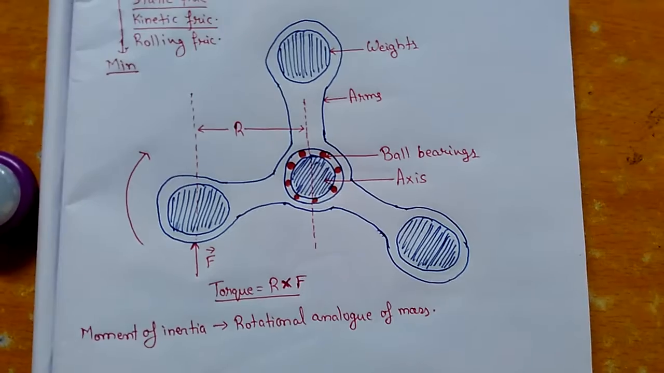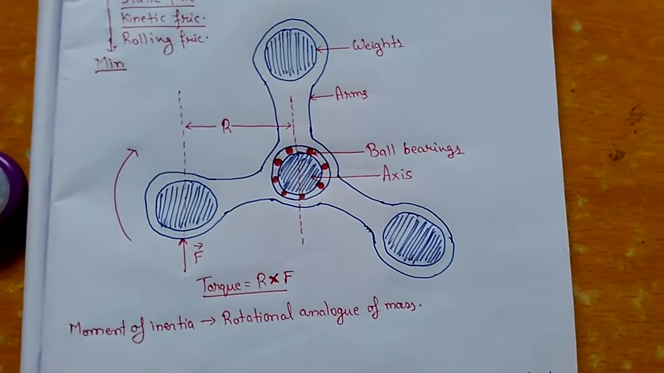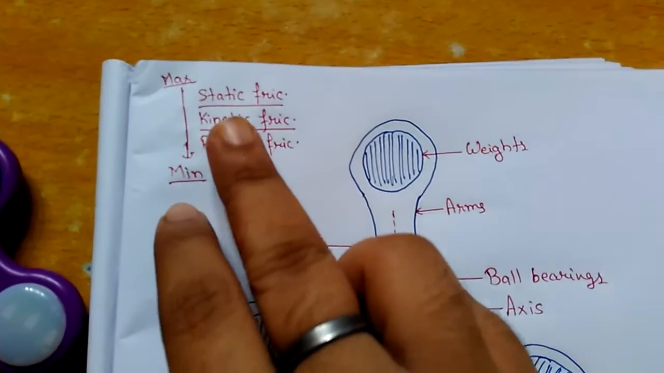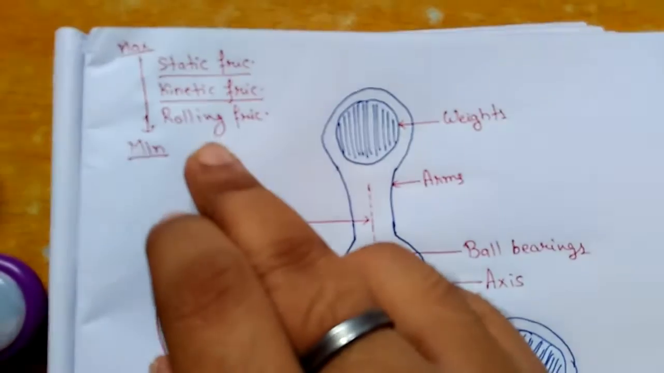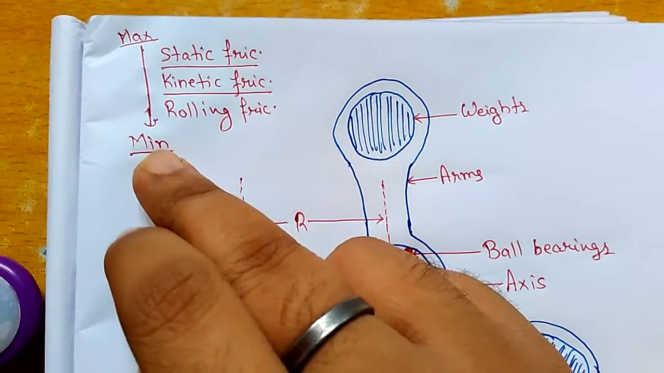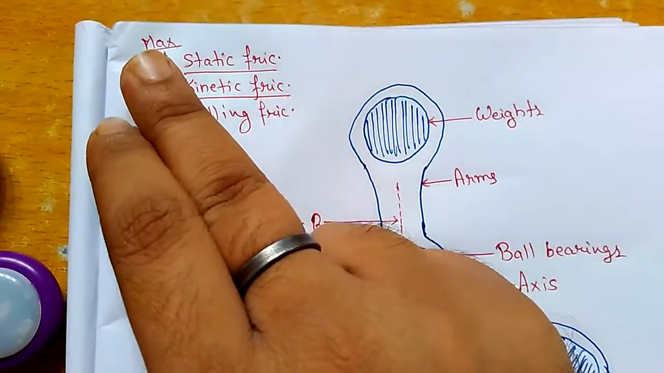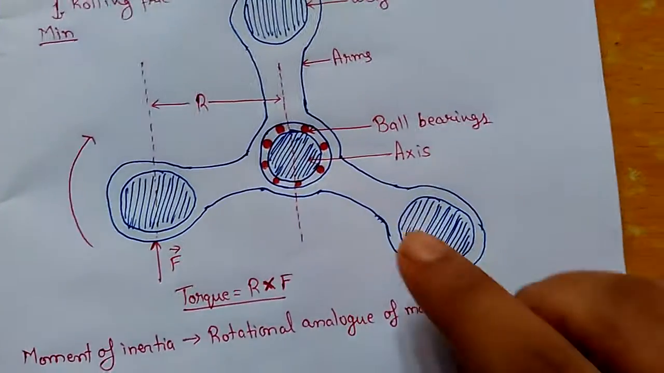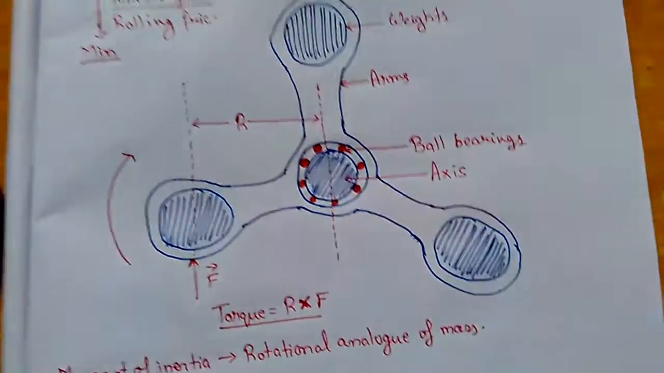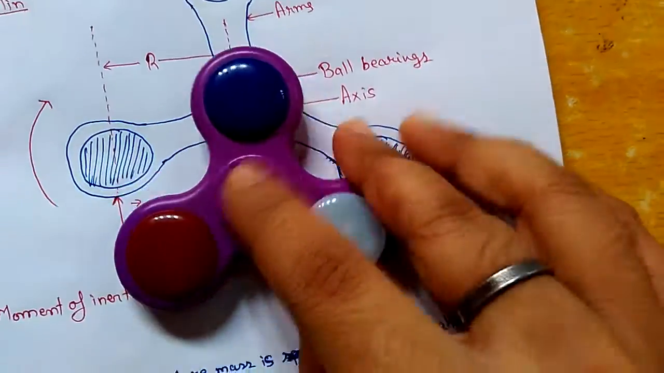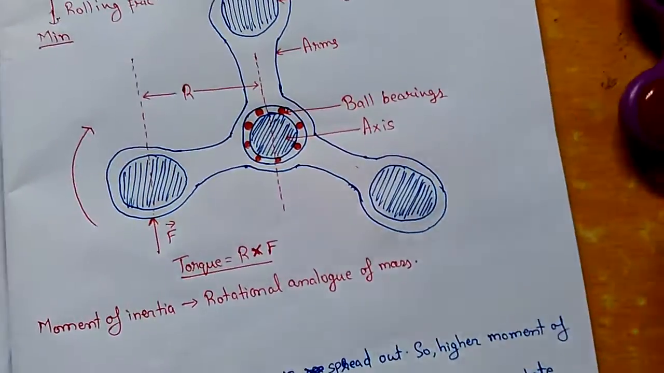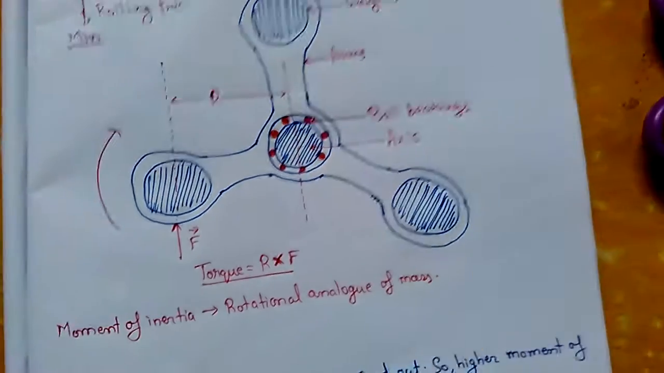The ball bearings reduce the friction by changing the static friction into the rolling friction. We have three basic kinds of frictions: static friction, kinetic friction and rolling friction. The rolling friction has the minimum value and the static friction has the maximum value. So when we add some ball bearings around the axis through which we hold the fidget spinner, this is the axis through which we are holding the fidget spinner. It has ball bearing around it.